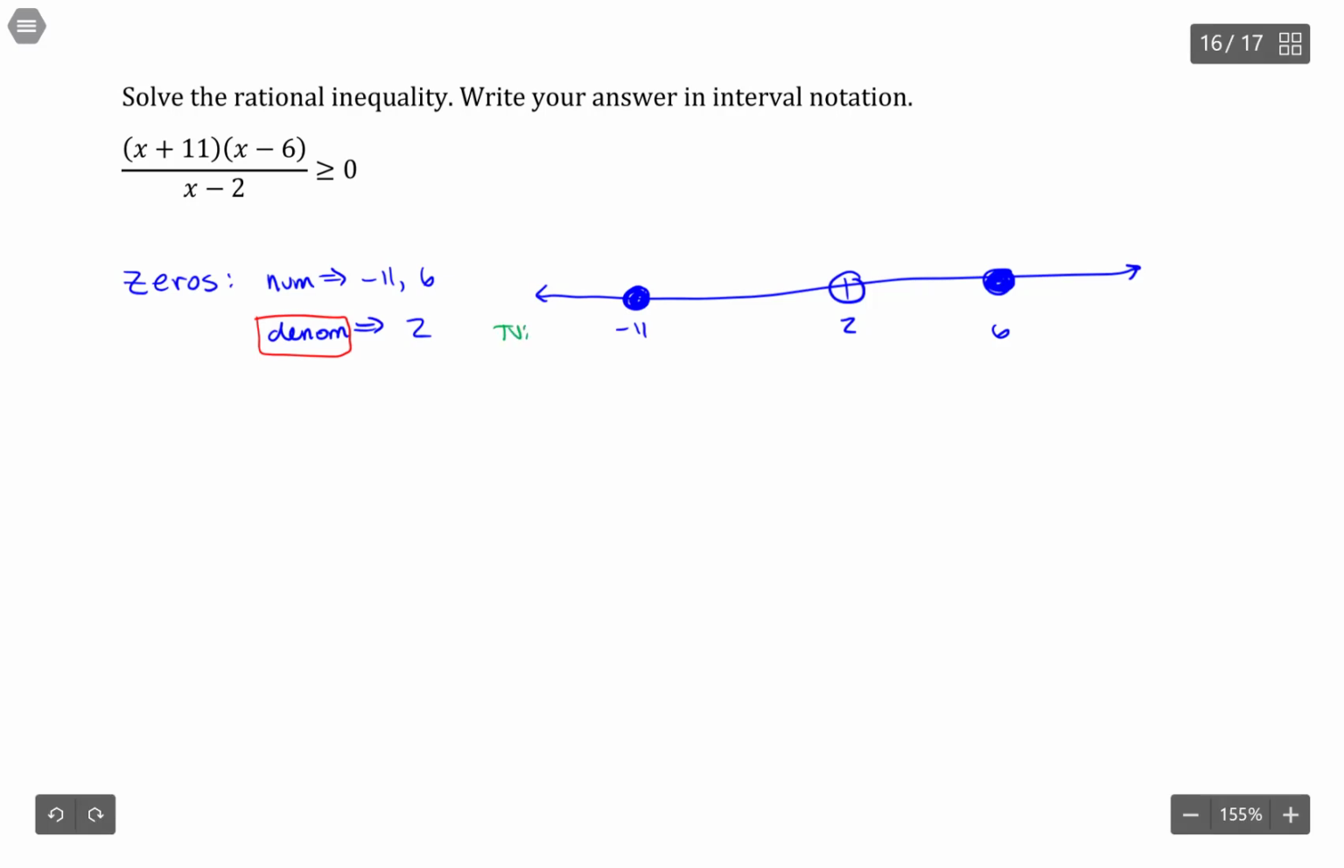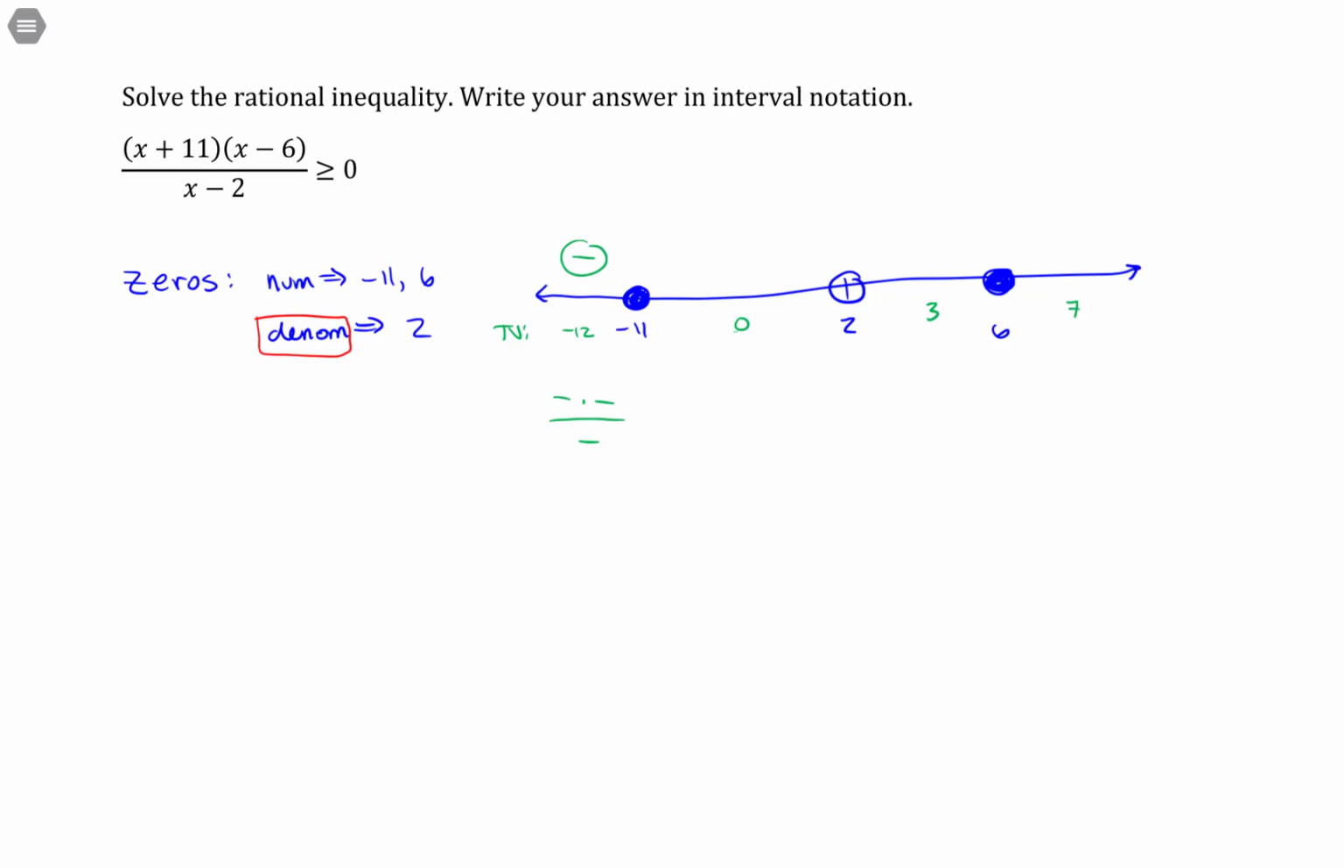Now I just need to pick some test values on each interval and see what's happening within each interval. So negative 12 is on this first interval, 0 is on the next, then 3 and 7. If I take negative 12 and plug it into my rational, negative 12 plus 11 is a negative value. Negative 12 minus 6 is also a negative value. Negative 12 minus 2 is also negative. Now the product or quotient of 3 negatives results in a final answer that's negative. So everything on this interval is less than 0.